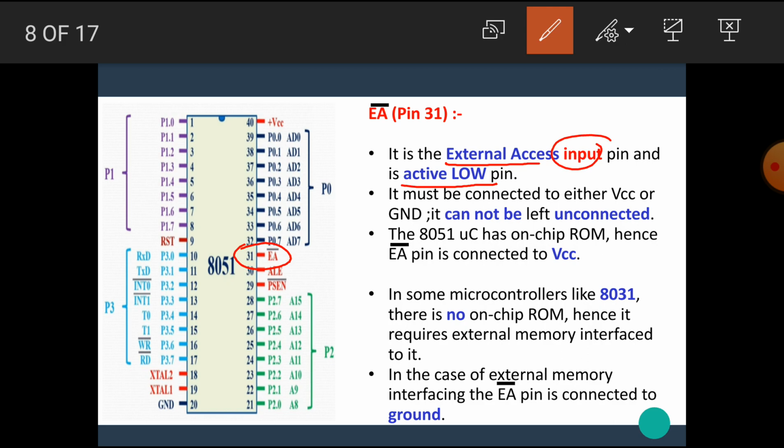Similarly, when the pin is connected to high or plus VCC or to the supply voltage and gets activated, then it is called as active high. The active low pin can be identified by the bar placed over the specific word. Here we can see that the bar is placed over the EA word. If the bar is present, then we can say that the pin is of active low type.